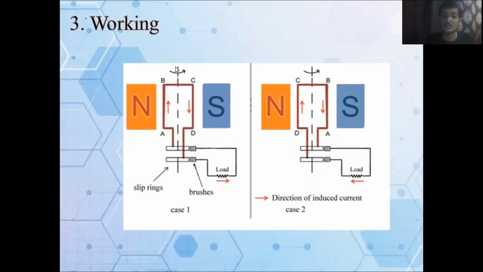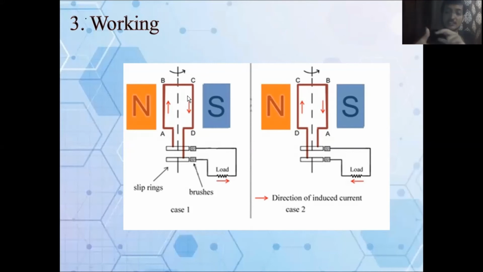Now this current is linked with these two rings. So these are connected with the rings, and the current is transferred to the rings. Now from the rings, these two brushes are connected, so they transfer this current to the external circuit. So the current is getting reversed over here: from A to B, C to D, but after half rotation, D to C, B to A. It's just the opposite direction.